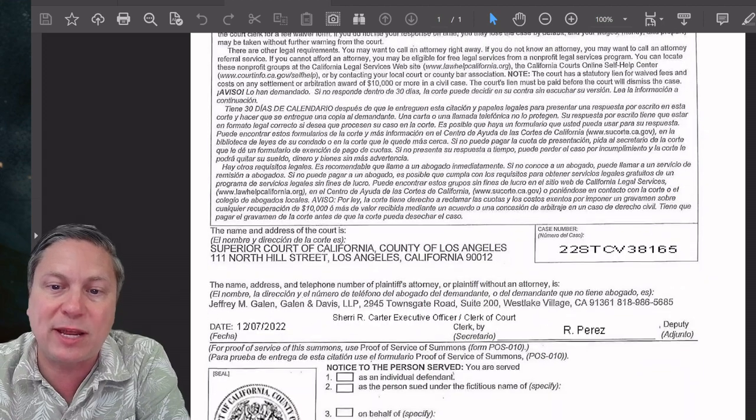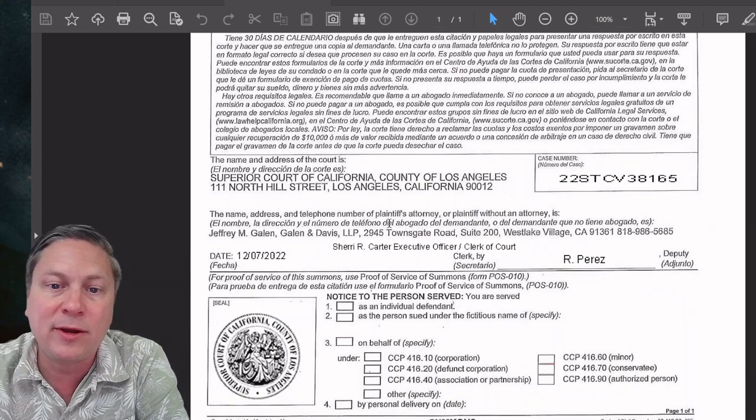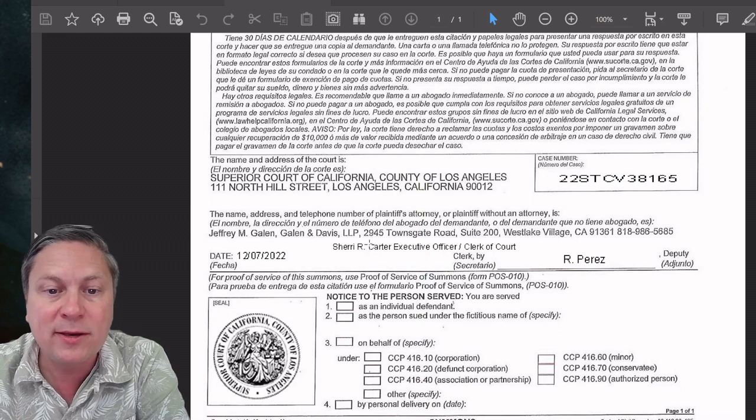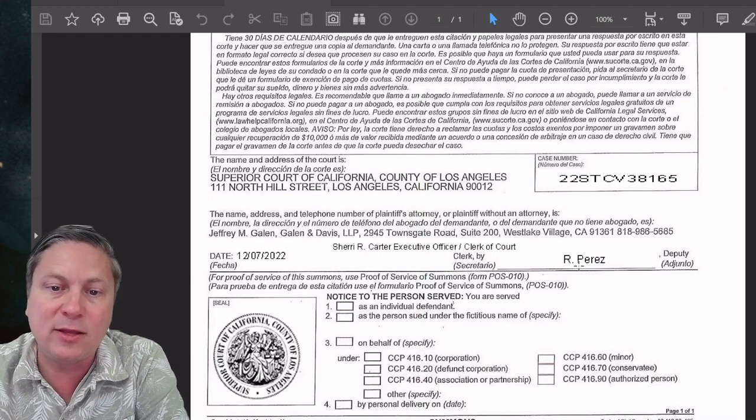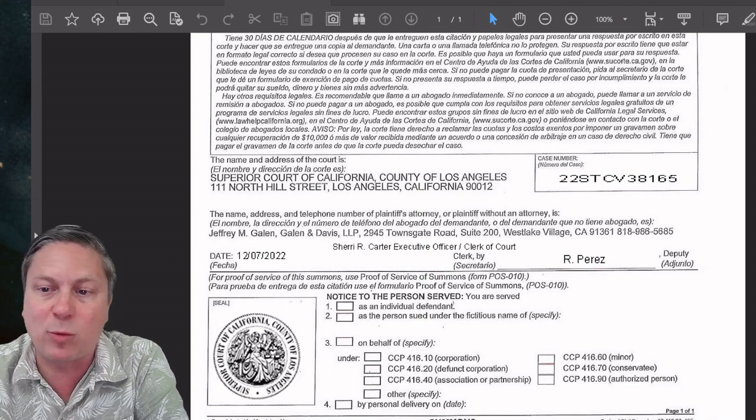And then you can see they put the name and address of the court. They put the case number. They also give the name and address of the attorney. Again, the court clerk in state court would sign this in California. And then you can see that they have these other forms that the plaintiff is supposed to use to serve the complaint, and they've got boxes to check for what they did.